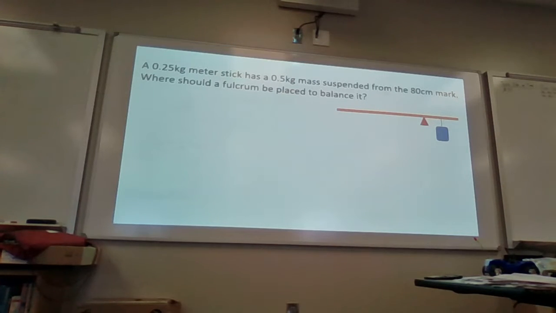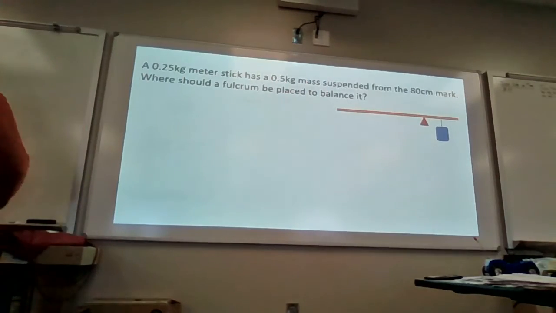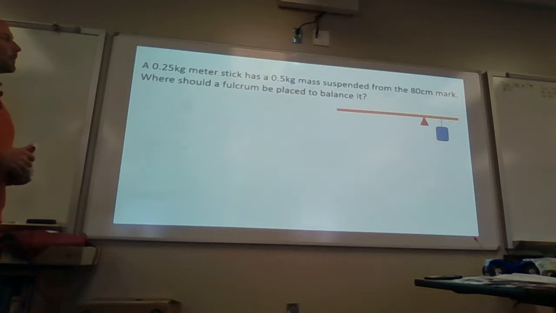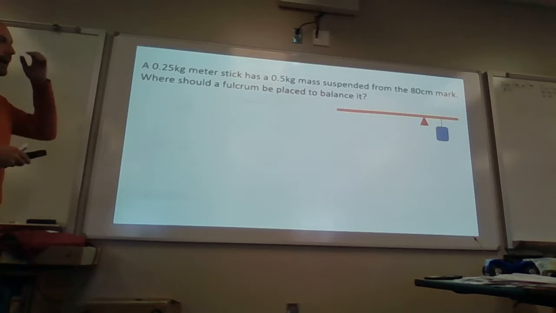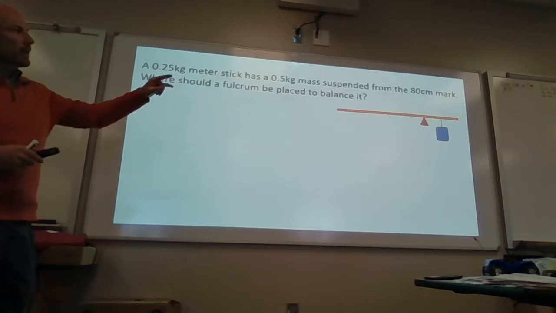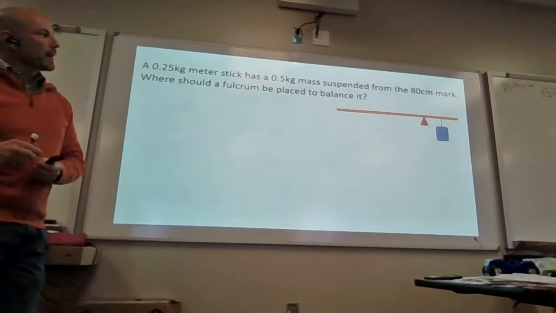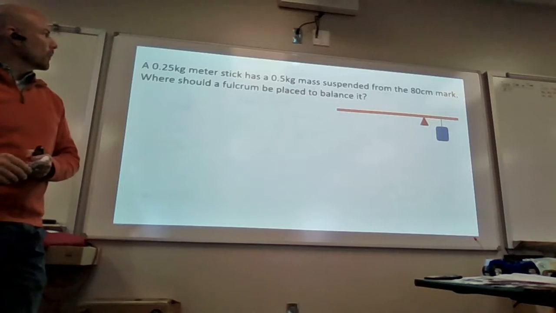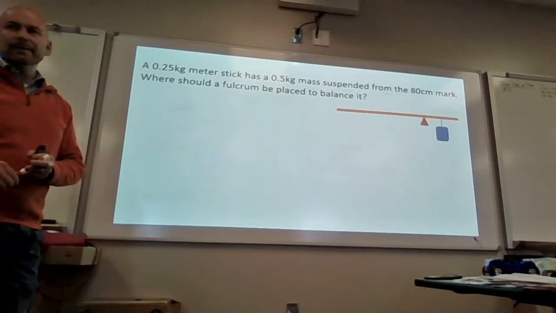Okay. I'm pretty sure I gave you this example last year, but we will work this out. We've got a meter stick that has mass, and we're suspending a mass from the 80 centimeter mark. Where should we put the fulcrum to balance it?